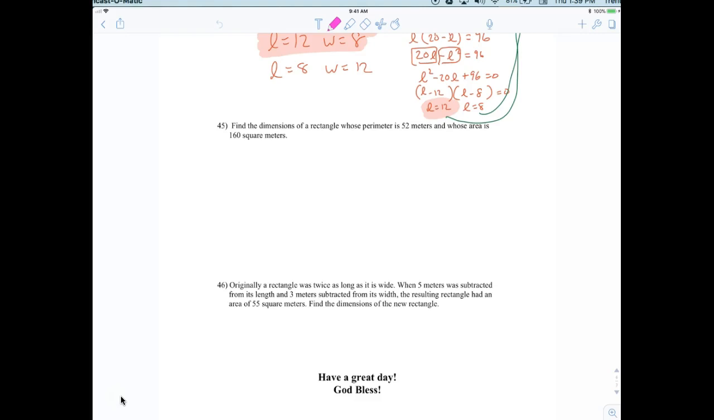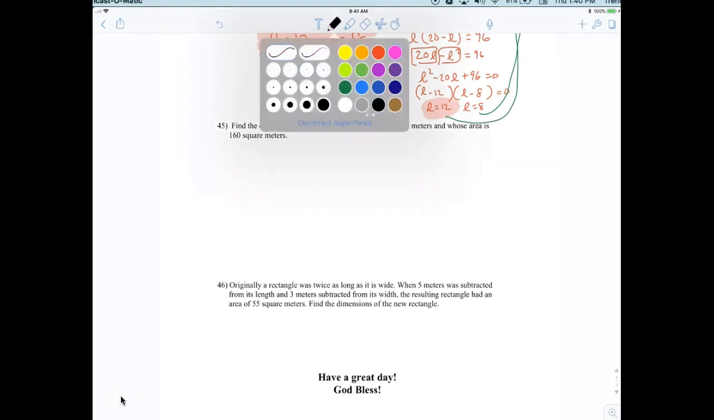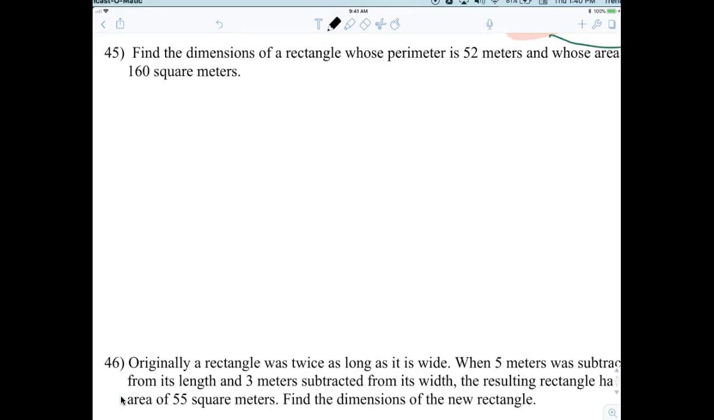If the perimeter is 52, then the length and the width add up to 26. So I would prefer that you write length plus width equals 26. And it says that the area is what? 160. So area is equal to length times width, which is equal to 160.